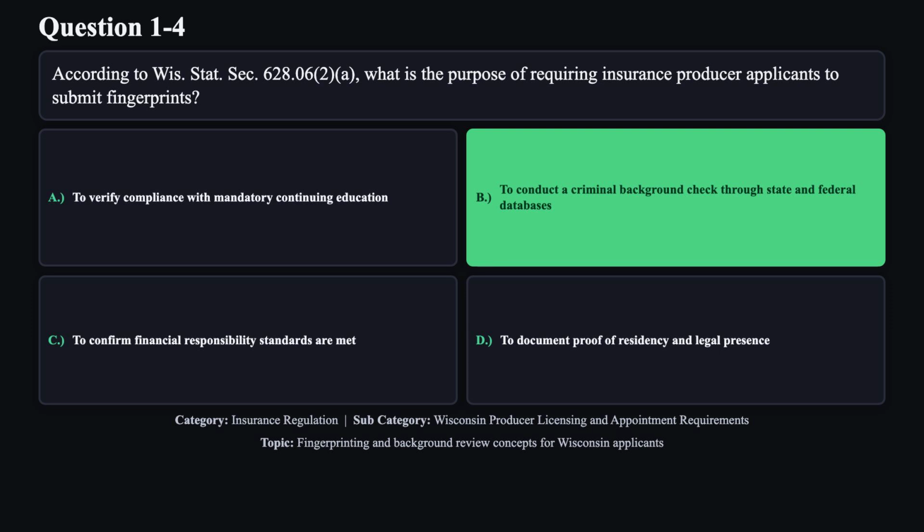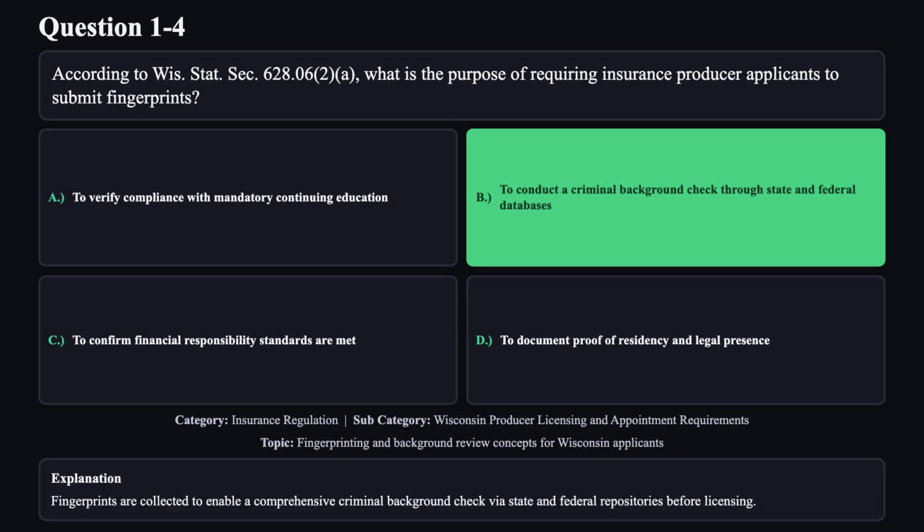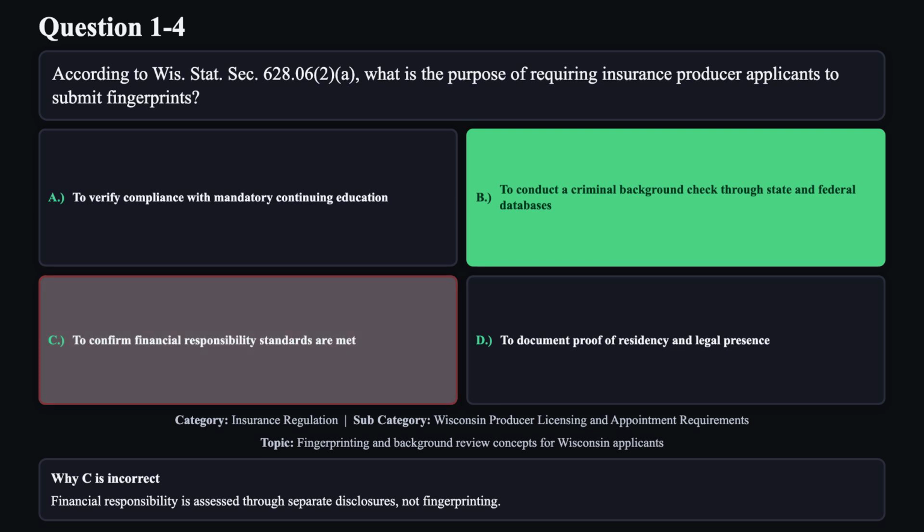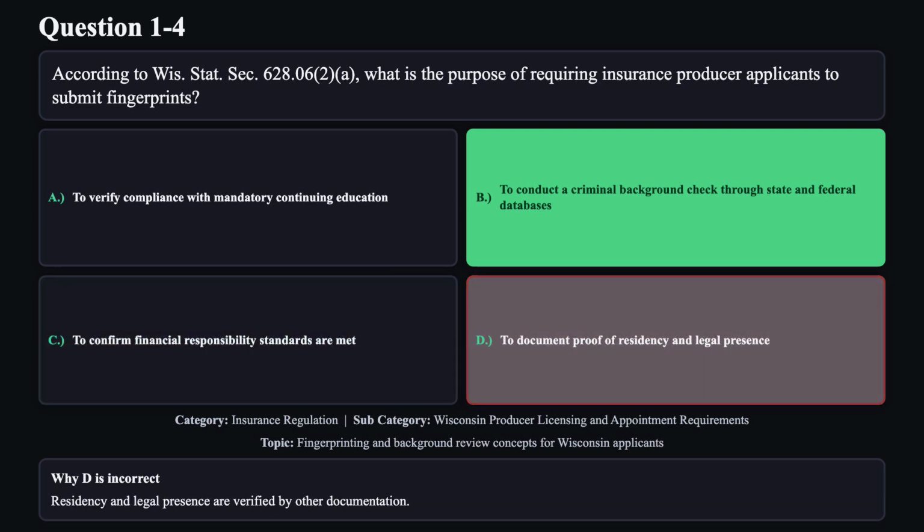The correct answer is B. Fingerprints are collected to enable a comprehensive criminal background check via state and federal repositories before licensing. Reason A is not correct. Continuing education compliance is not determined by fingerprint submission. Reason C is not correct. Financial responsibility is assessed through separate disclosures, not fingerprinting. Reason D is not correct. Residency and legal presence are verified by other documentation.